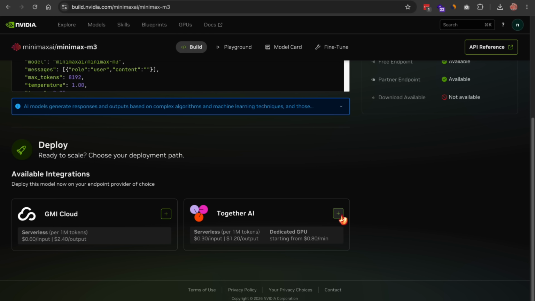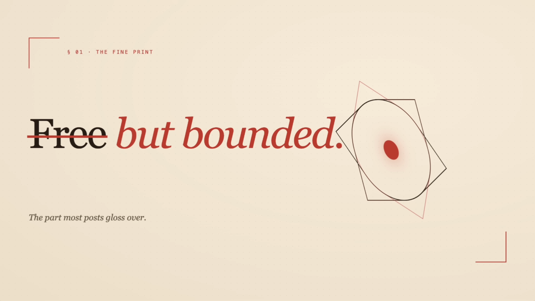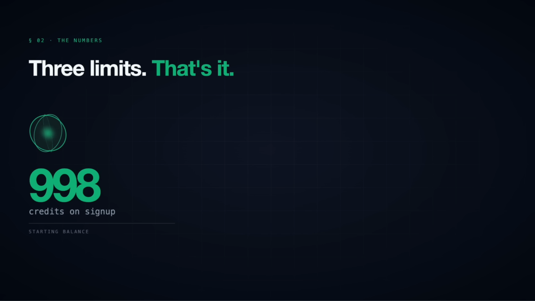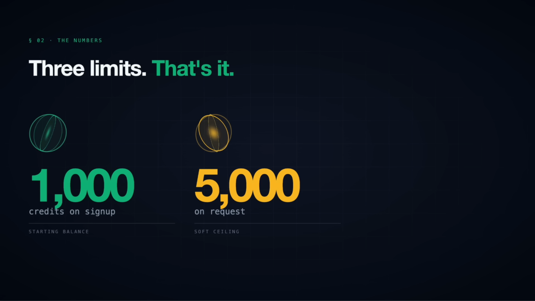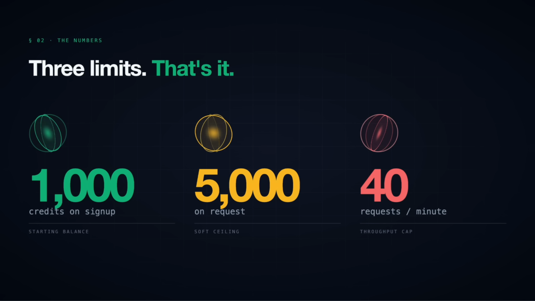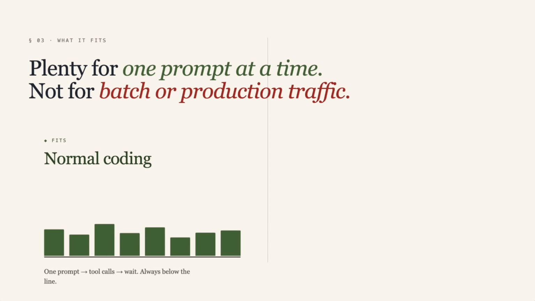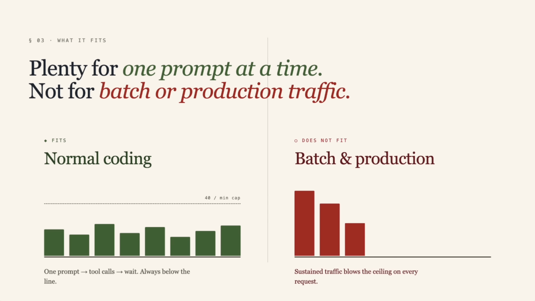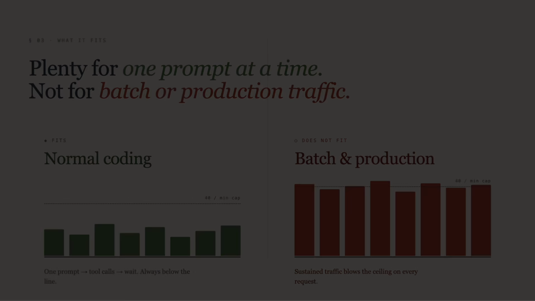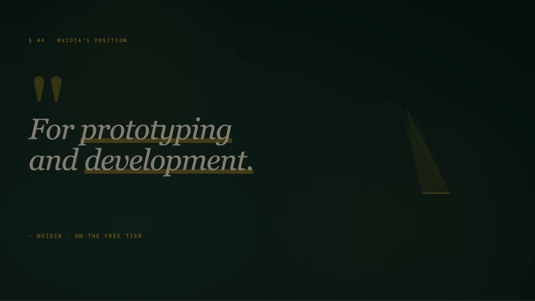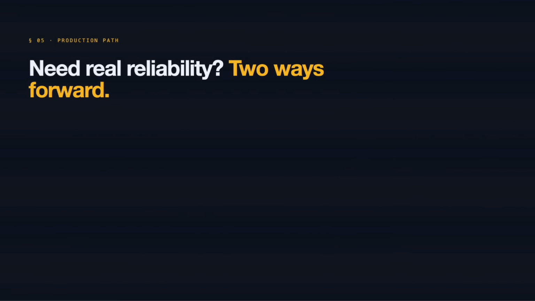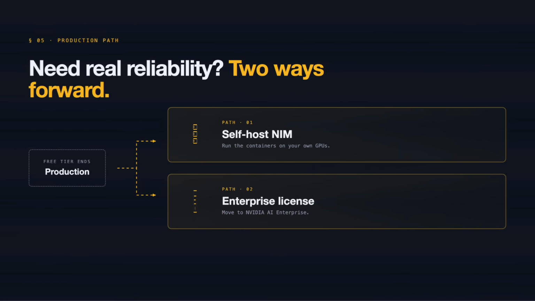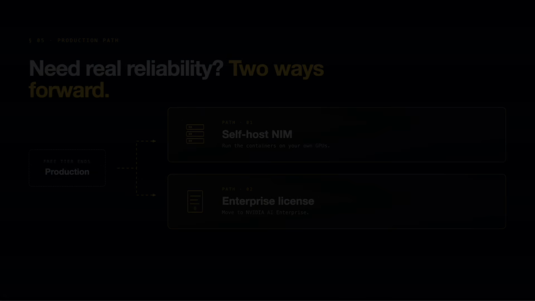The free tier is not unlimited, which is the part most posts gloss over. You get around 1,000 inference credits on sign-up with up to 5,000 on request, and there is a 40 request per minute rate limit. For normal coding work where you are sending one prompt at a time and waiting for tool calls to finish, that is plenty. For batch jobs or production traffic, it is not. NVIDIA is clear about this. The free tier is for prototyping and development. If you want production reliability, you either deploy the NIM containers on your own GPUs or move to the enterprise license. But for most of us, the free tier is exactly the right shape.